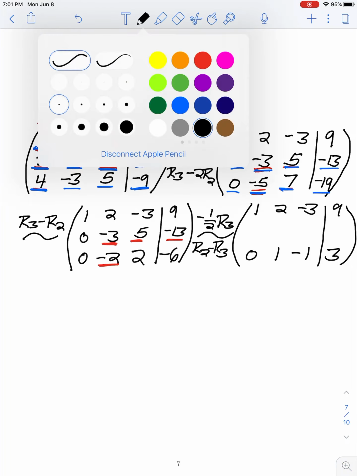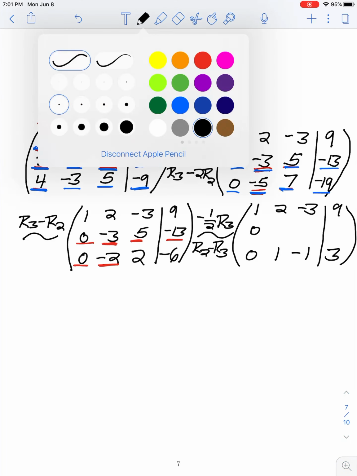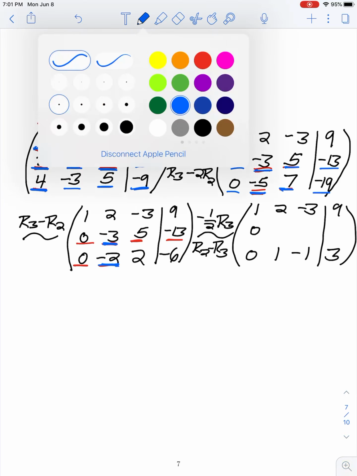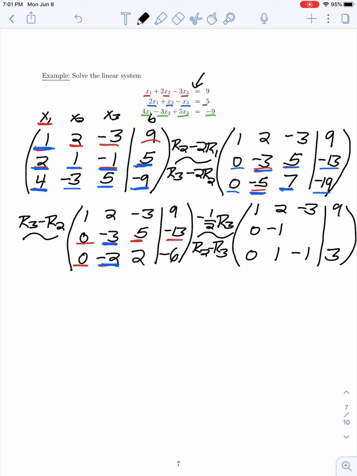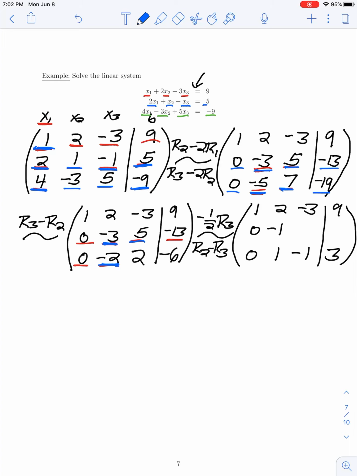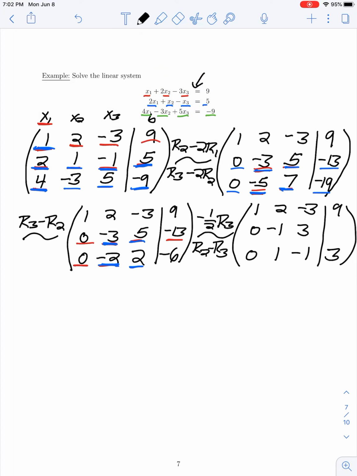So let's see what that gives us. We have 0 minus 0 gives us a 0 for x1. For our second coefficient, a negative 3 minus a negative 2, or plus 2, gives us a negative 1. For our x3 coefficient, we have 5 minus 2, which leaves us with 3. And then subtracting our constants, negative 13 minus the negative 6, or plus 6, would leave us with a negative 7.